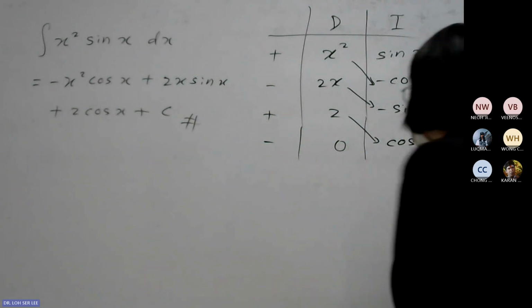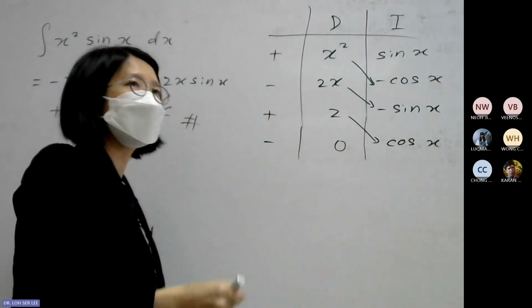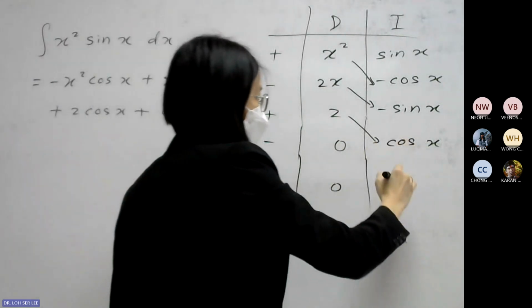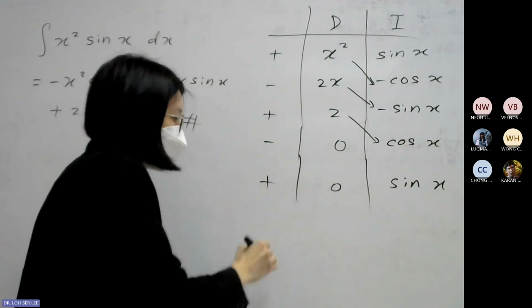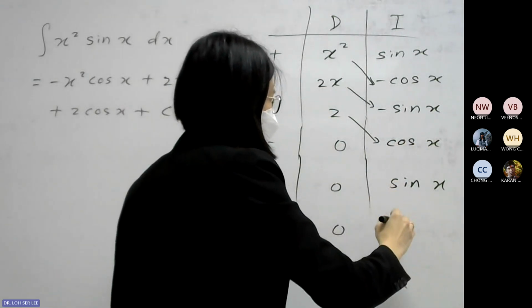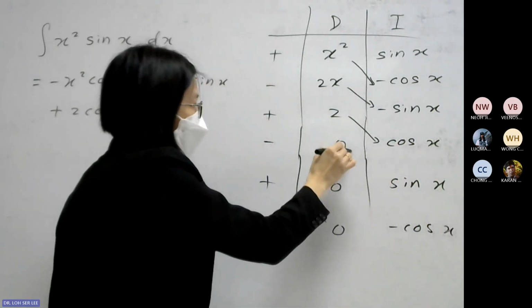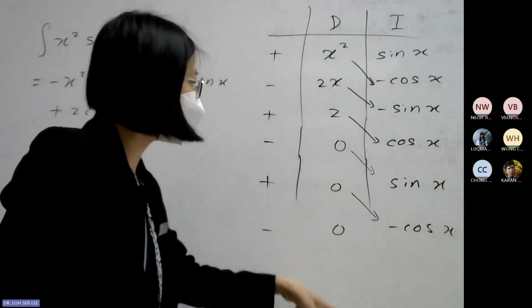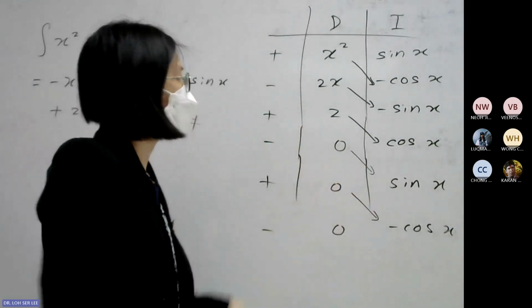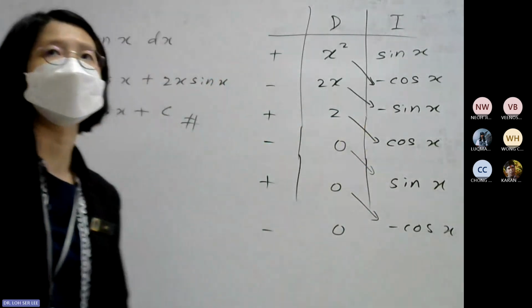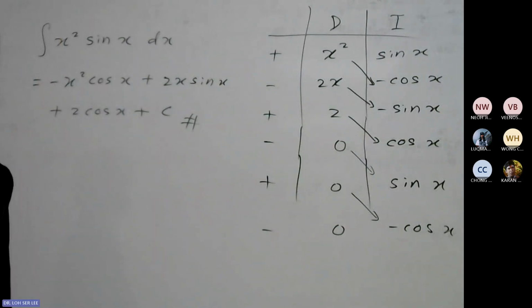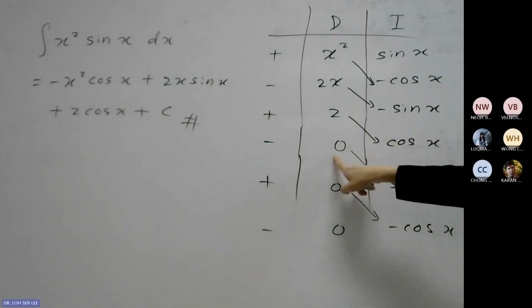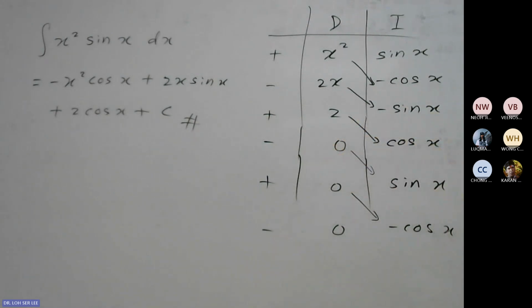Okay, back to this. Why do we stop here? Because suppose we need to continue. 0. Integrate cos, we get sine, right? If you continue again, integrate sine, you get negative cos. But what happens when you have this? 0, 0, 0, 0. So it is useless to do this. That's why we stop here. We stop when we get 0, because we know that 0 multiplied to anything, we still get 0.